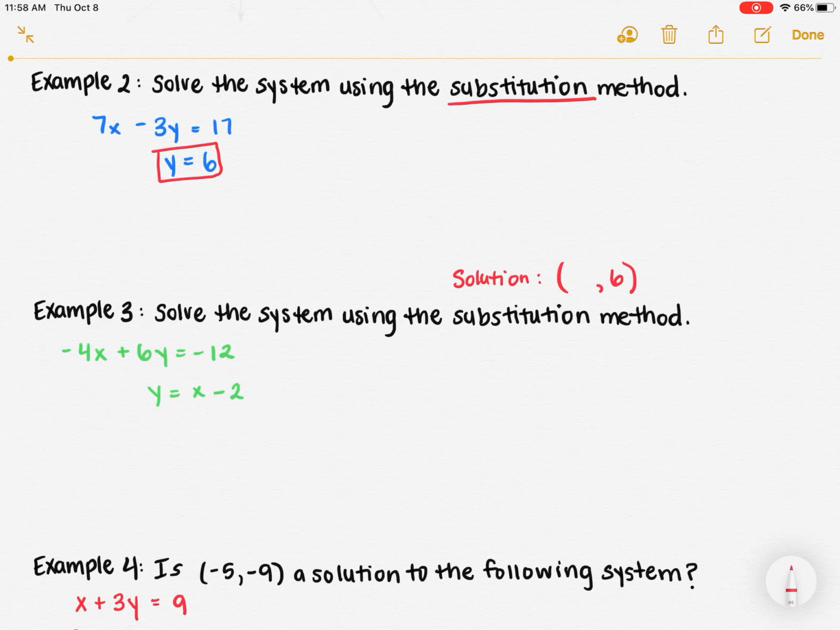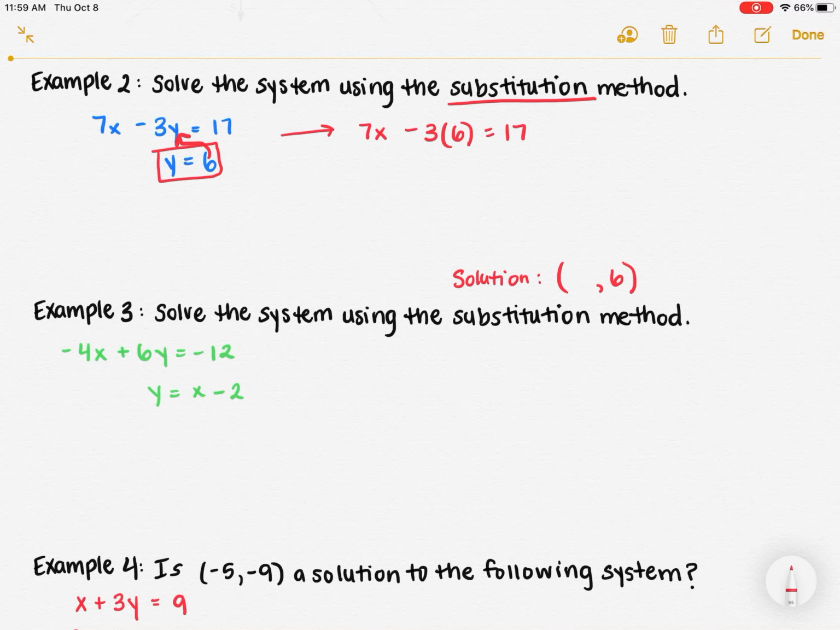Now, again, since it's called the substitution method, that means I'm going to take 6 and substitute it in for y in the first equation. So I'm going to write out my first equation, but instead of writing y, when I see y, I'm going to substitute in using parentheses, replacing the y with the 6. Remember, when you substitute values into equations, you always need parentheses to make sure you do all of the correct operations. So I write out my first equation again, and I replace the y with parentheses 6. So now I can simplify my equation and solve for x.